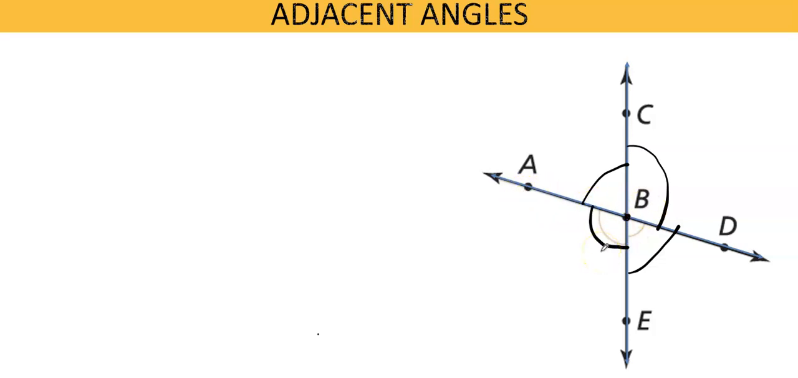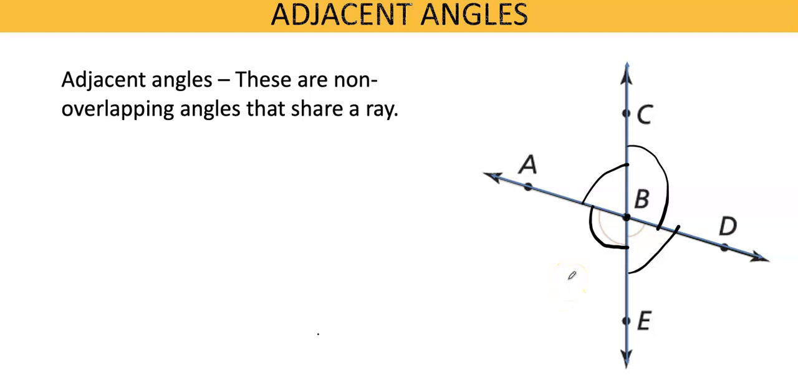Alright, first we're going to look at adjacent angles. Adjacent angles are non-overlapping angles that share a ray. What do we mean by they share a ray? They share one of these rays. We know a ray has an end point and it goes on and never stops. So angle ABC, we can look at BC being the ray. It shares a ray with, so it would be adjacent to, angle DBC. If you notice, they share the same BC. So that's the ray that they share.